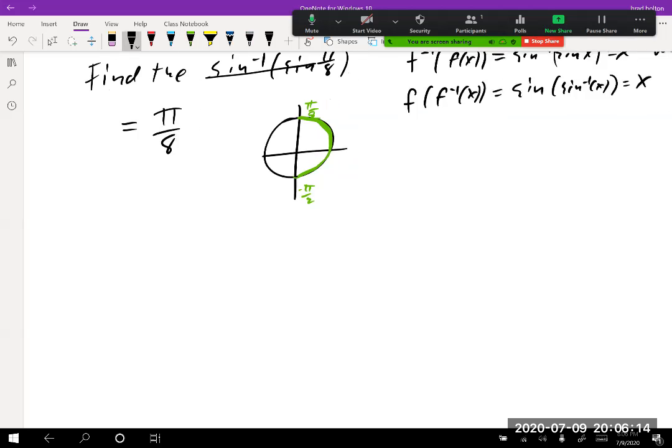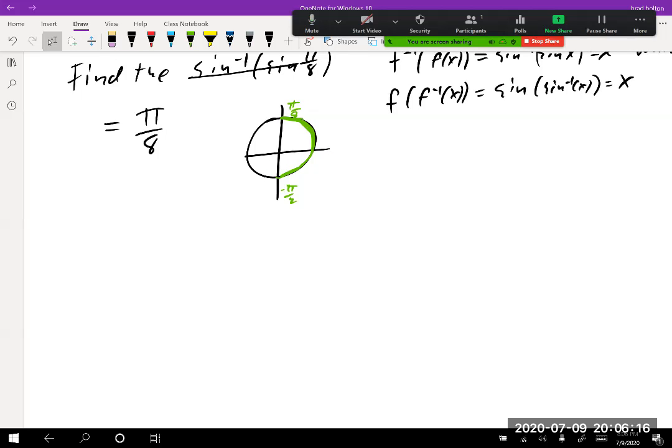So then what we're going to do is we're going to look at this next one, and I'm going to say find sine inverse of sine of 5 pi 8ths. So again, what this is saying is you first have to find the sine of 5 pi 8ths, and then you find the angle that created that. So let's see what happens, okay?